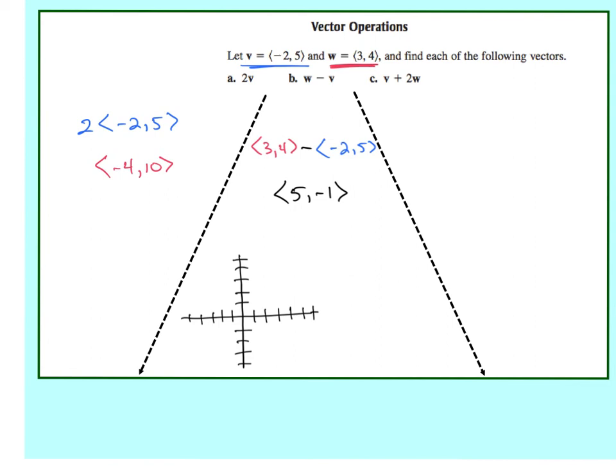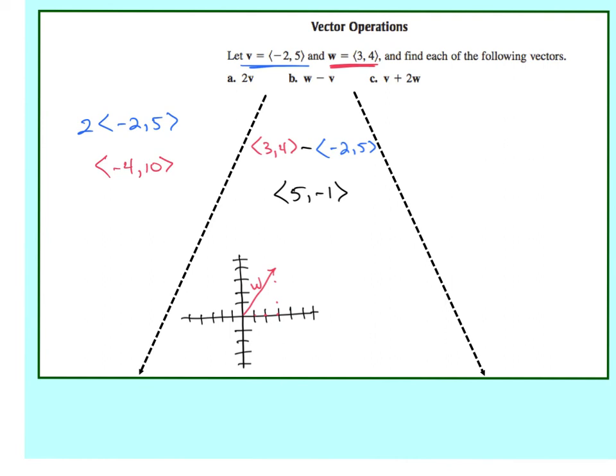Are you following me? So vector W does what? It moves which way? It moves right 3 and up 4. So we go right 3, and then we go up 4. So that is my vector W. Are you following me? Is that good? All right.